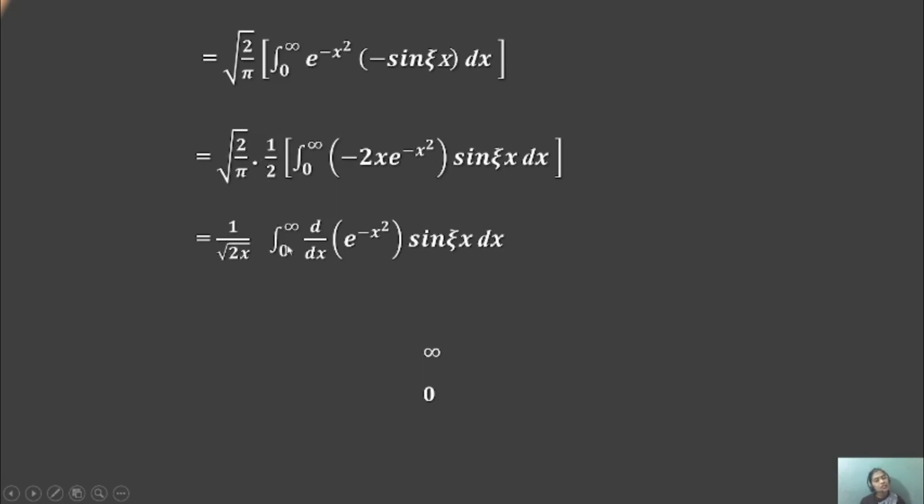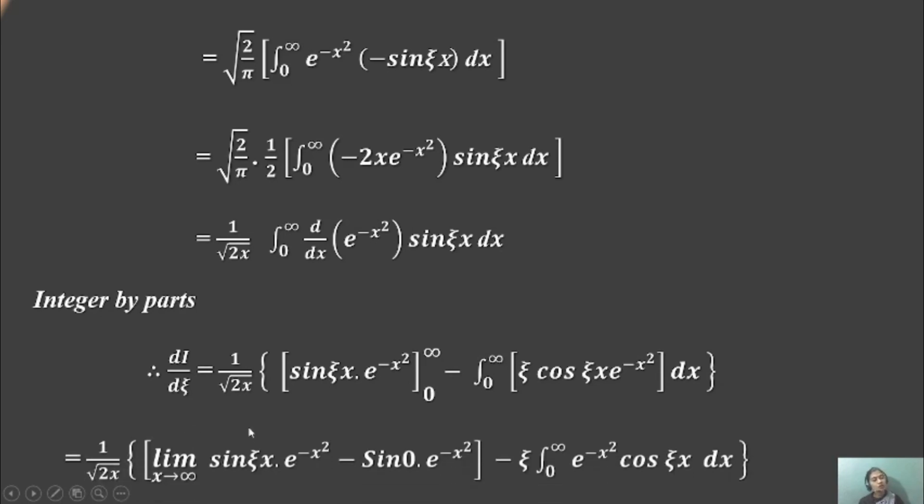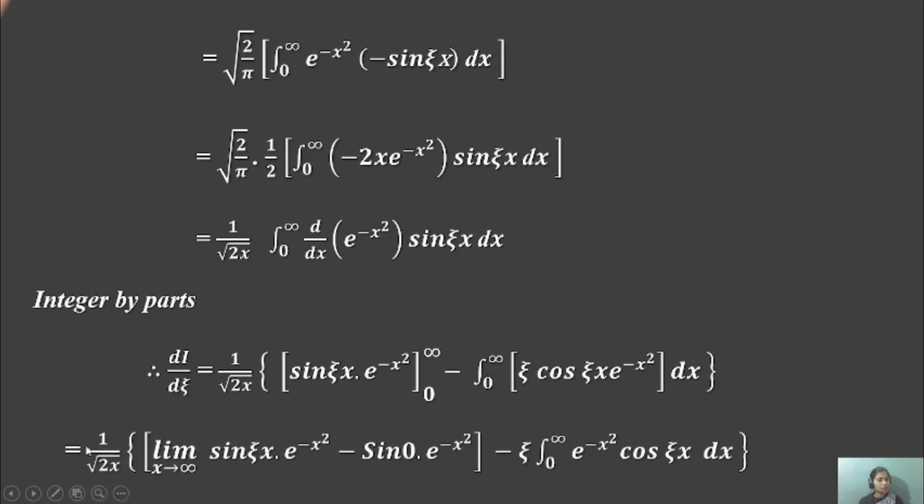Integration 0 to infinity d/dx of e to the power minus x square, sin ξx dx will be considered. After that, integrate this part of the equation: dI/dξ equals 1 upon square root of 2π, sin ξx into e to the power minus x square. This rule, u into v, will be considered for the equation: u times the integration of v minus the integration of u differentiation times the integration of v will be put into the formula of this equation. Then after that, 1 upon square root of 2π, limit x tends to infinity.